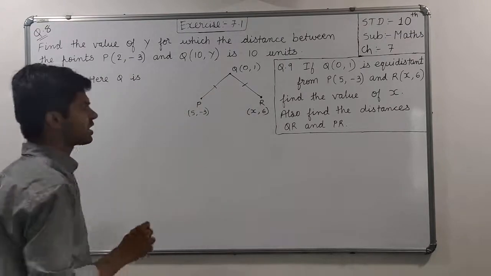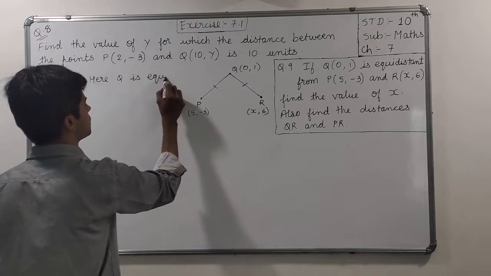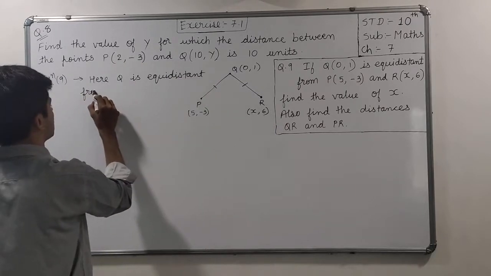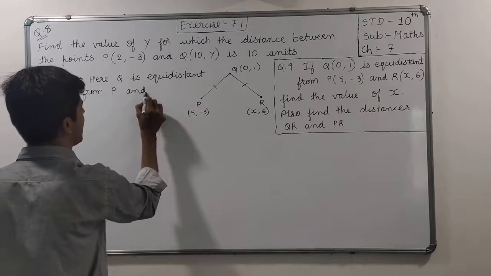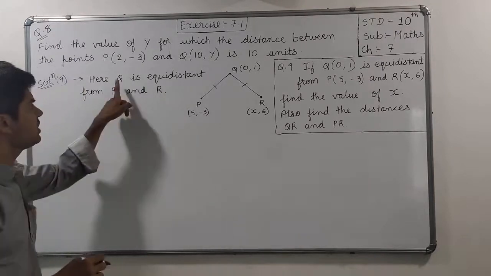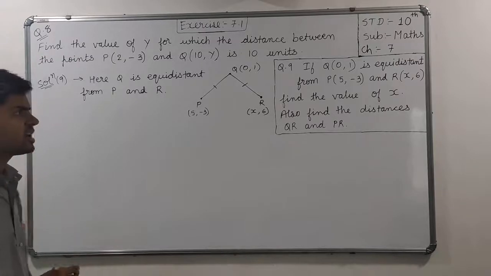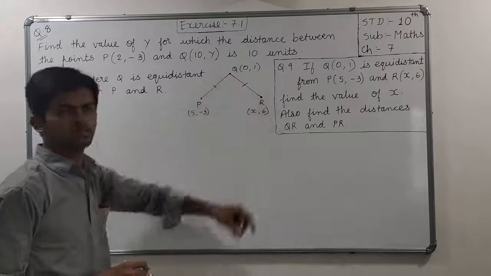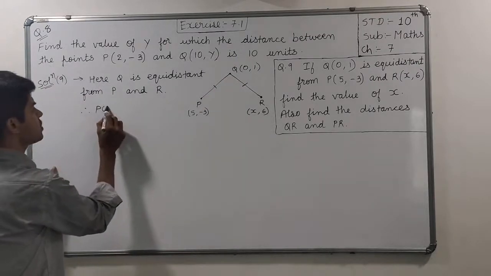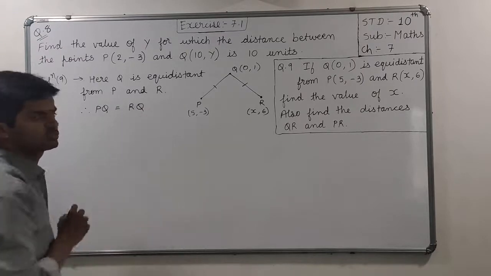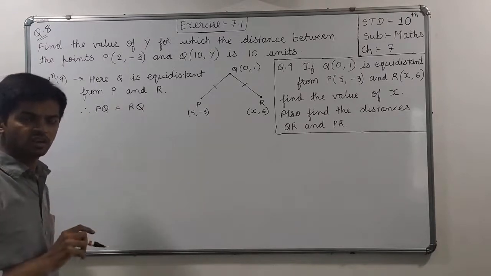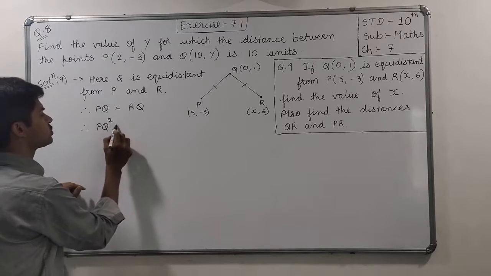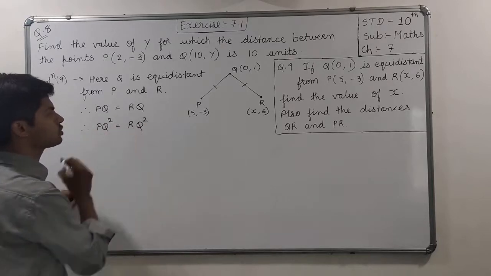Q के कोऑर्डिनेट्स हम नहीं लिख रहे, राइट, ओके। Here Q is equidistant from P and R. It means Q is equidistant from P and R. It means the distance between this P to Q and the distance between this R to Q is same. So it means PQ is equal to RQ. Like this sum we had done previously, okay. Now as these distances are same, their squares will be also equal. So PQ square is equal to RQ square.